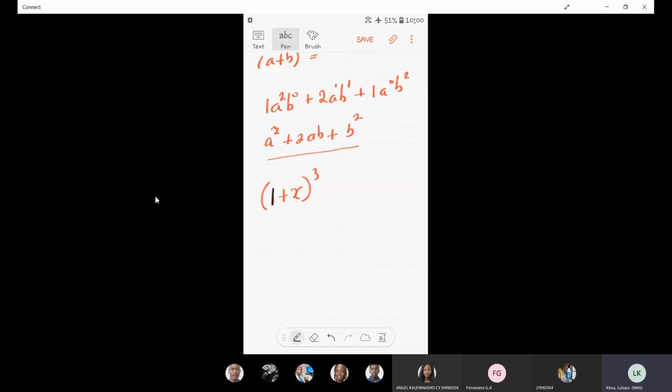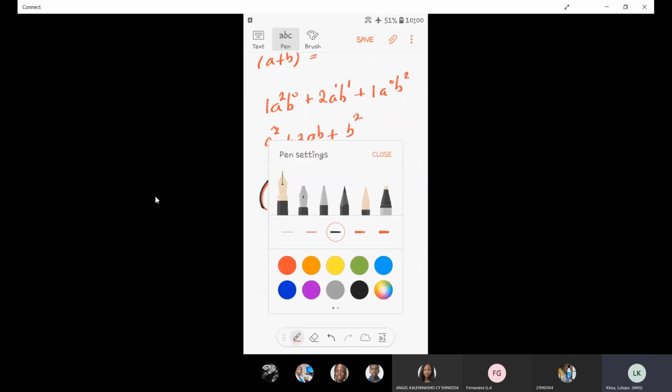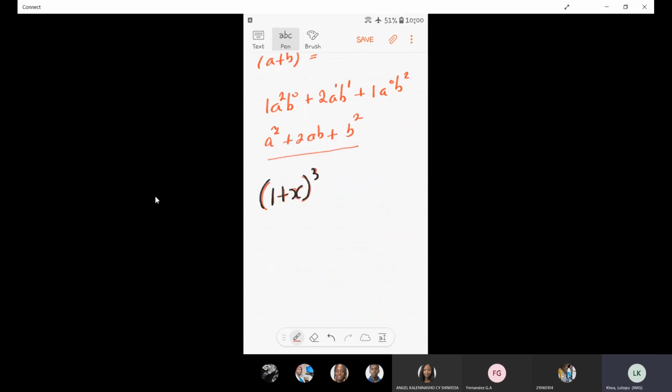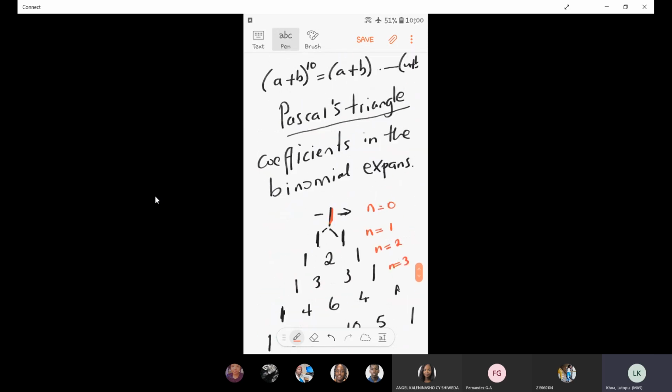Okay, so this is the question I have. I just need to say this is my a, and then that is my b. So the first one over here is going to be my a, and this one over here is going to be my b. And I know the coefficients are just 1, 3, 3, and 1. These coefficients, I get them from the triangle.